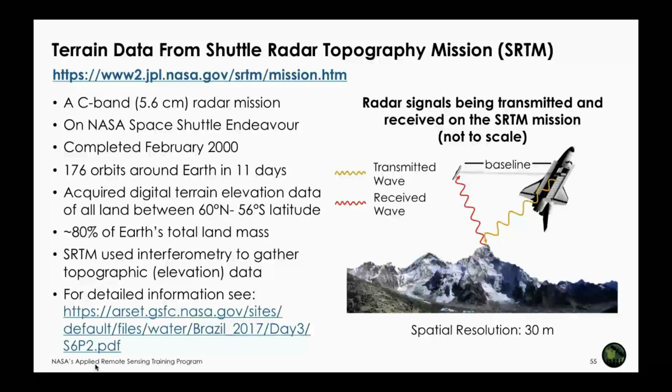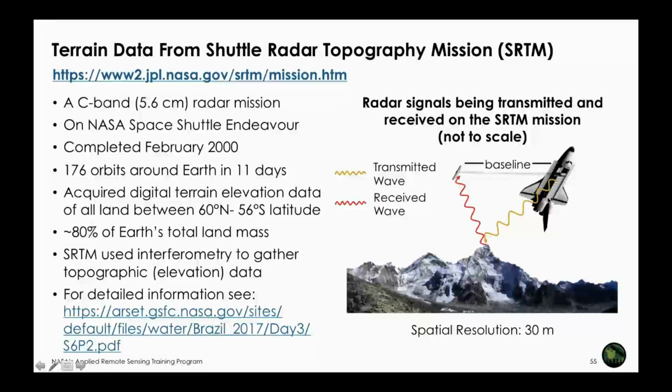In addition, we talked about data that can help in strategizing emergency planning and preparedness. One of them is terrain data, and that also is available from a NASA remote sensing mission. There was the Shuttle Radar Topography Mission, or SRTM, that flew on Space Shuttle Endeavour. This was in 2000, but it provided coverage of the entire Earth.